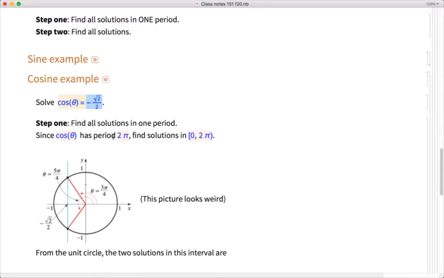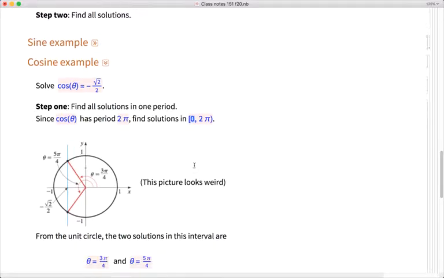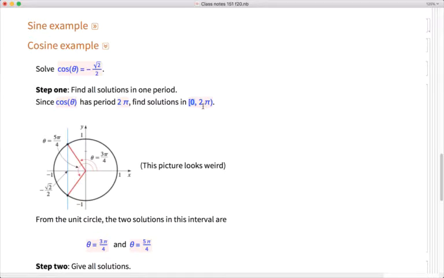Just like sine, cosine also has a period of 2 pi. And so it's most natural to find the solutions in the period that goes from 0 to 2 pi. Again, you could go from minus pi to pi or other intervals, but that's probably the most natural. Okay, going to go into the unit circle.